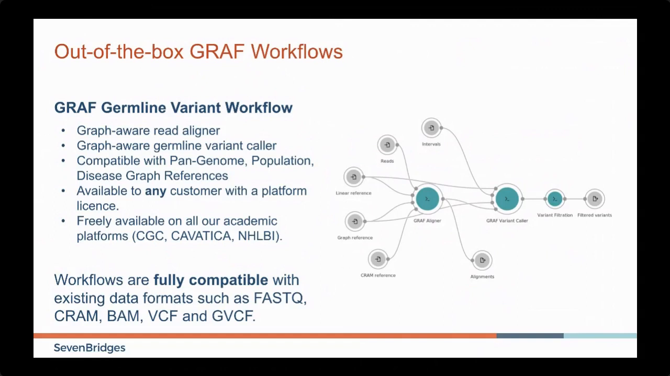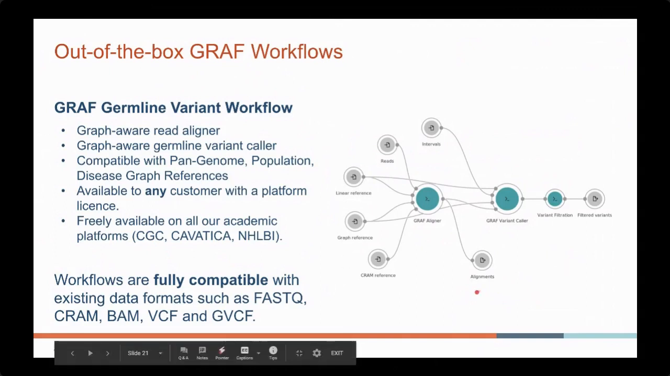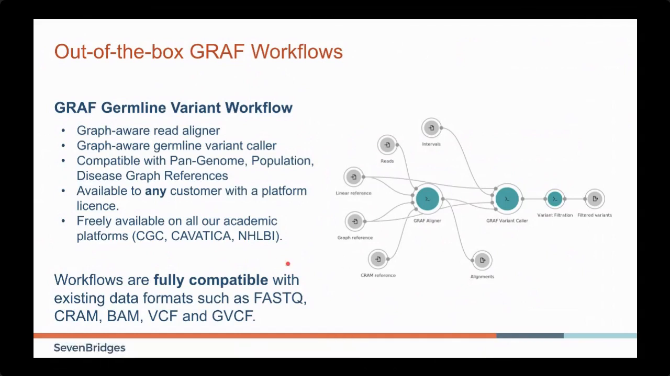To accompany this pipeline, we have also released our pan-genome graphs, two versions of them, one compatible with GRCh38 and another compatible with GRCh37 versions of references. And the pipeline itself is indeed compatible with many of the graphs that we produce, including population-specific graphs, disease-specific graphs, etc. And if you are an academic user in any of our academic platforms, again, this is completely free to use, accompanied by our pan-genome graphs.